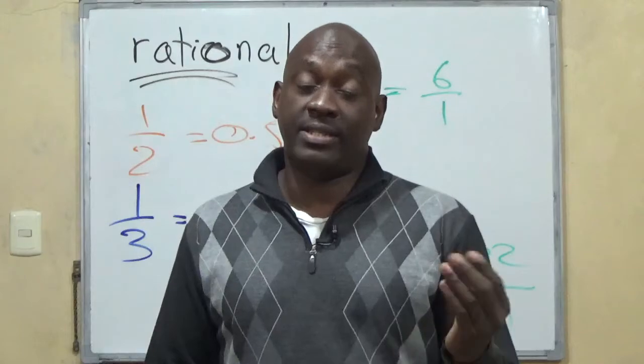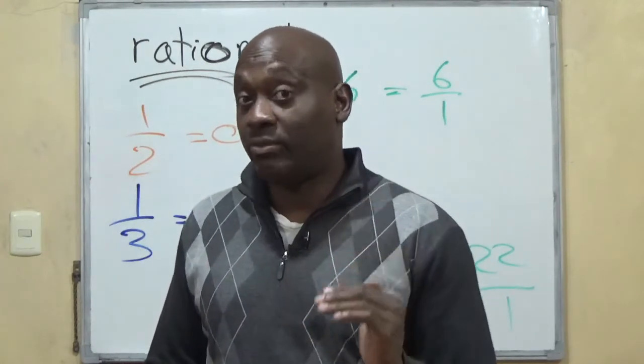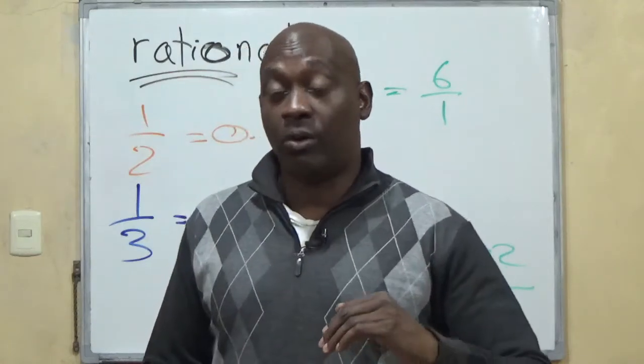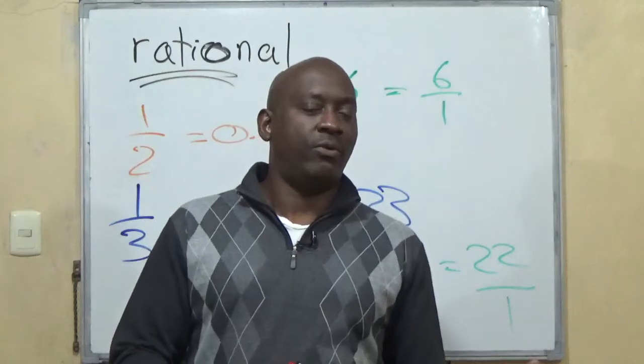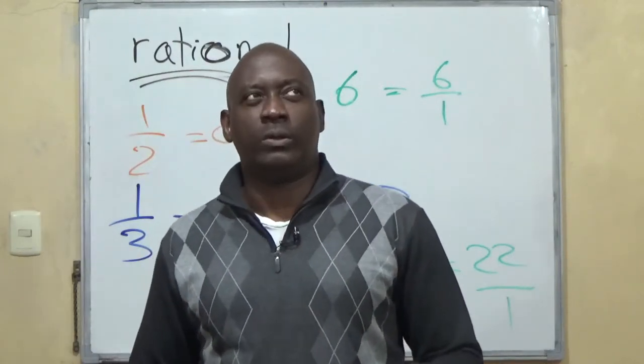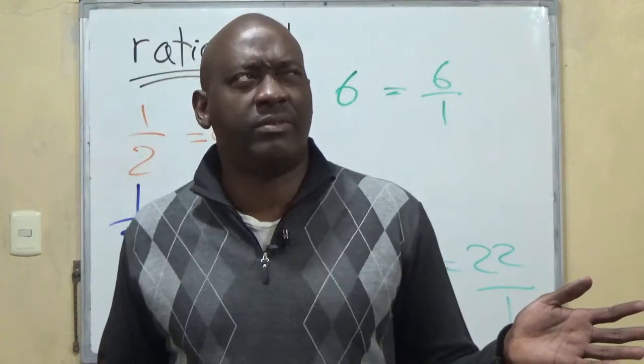So you might have 7. 7 is 7 over 1. You could also express 7 as 14 over 2, or 21 over 3, or 28 over 4, or let me see, 84 over 14.